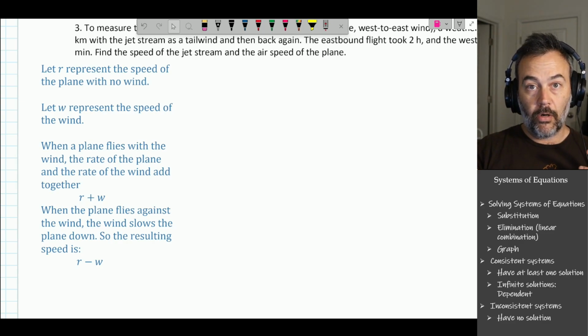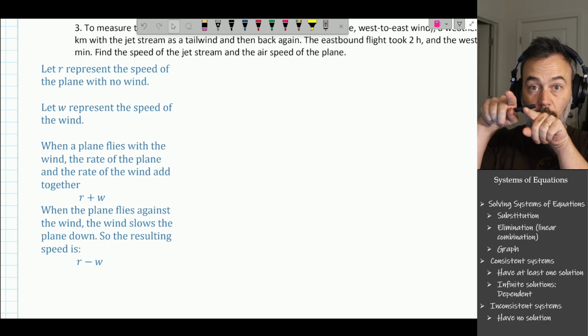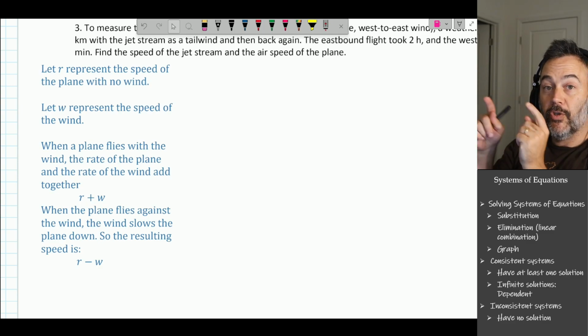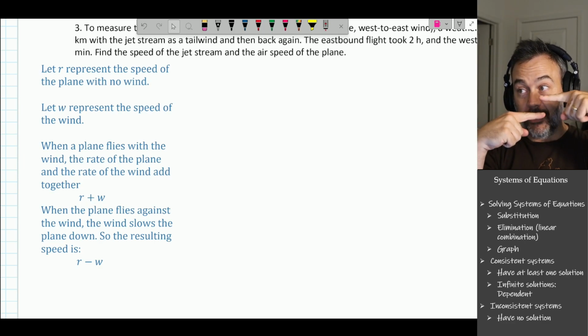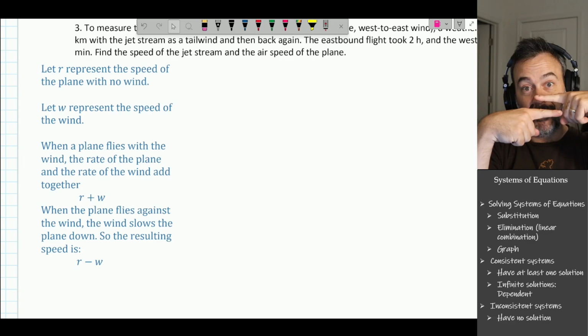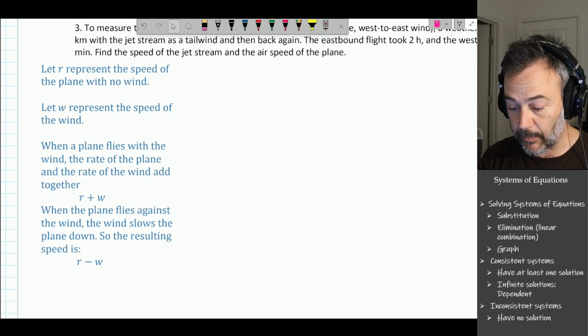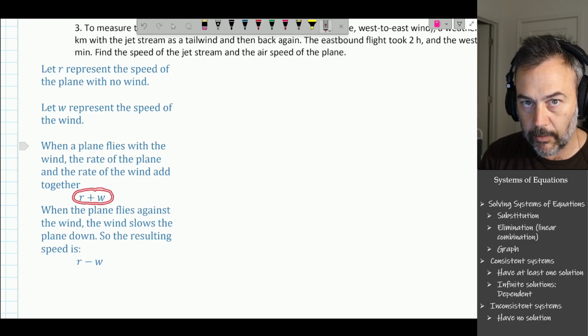You can let R represent the speed of the plane if there was no wind, and let W represent the speed of the wind. When a plane is flying with the wind, the wind is pushing the plane in the same direction the plane is going, so the rates add. If the plane is flying against the wind, the wind's pushing the other way, the wind subtracts from the plane's speed. So when the plane has a tailwind, the speed is R plus W.